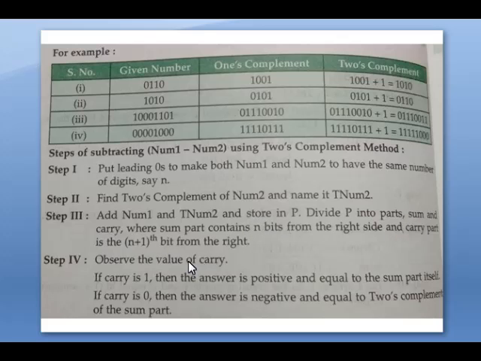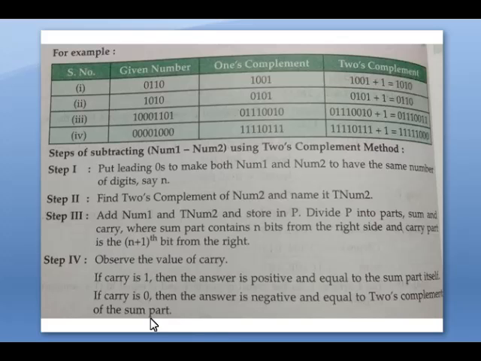If the carry is 1, the answer is positive and equal to the sum part itself. There is no need to add 1 with the final sum. In the 1's complement method, if the carry is 1, then you have to add 1 with the final answer. But in the 2's complement method, if the carry is 1, then the answer is positive and there is no need to add 1 with the answer. If the carry is 0, the answer is negative and equal to the 2's complement of the sum part.